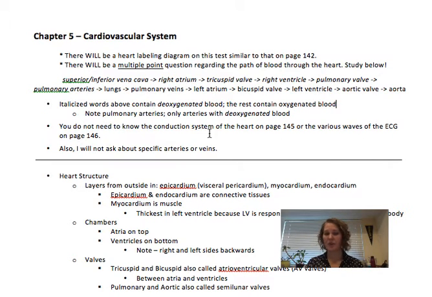You don't have to know the conduction system of the heart on page 145, so all the different nodes that the electricity travels through. I'll let Dr. DeRocher handle that. Or the waves of the ECG. Also, I'm not going to ask about specific arteries or veins. So let's just take a look.